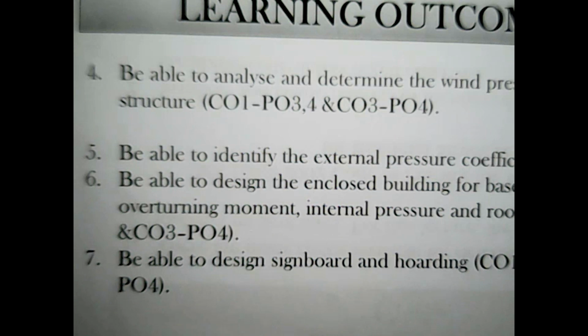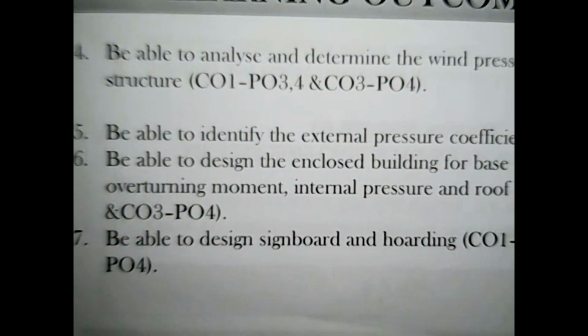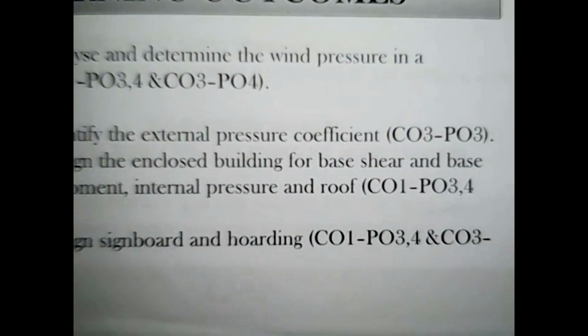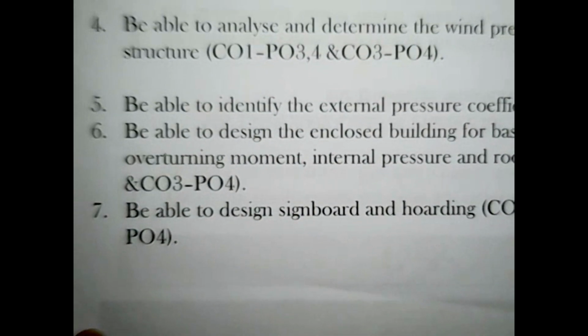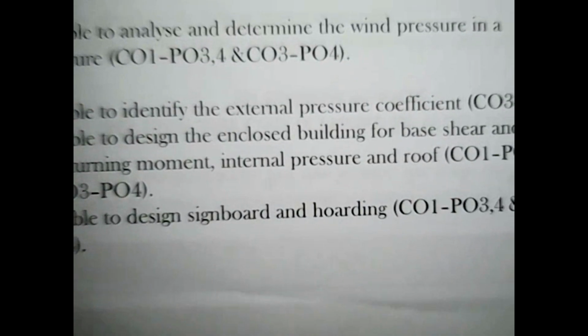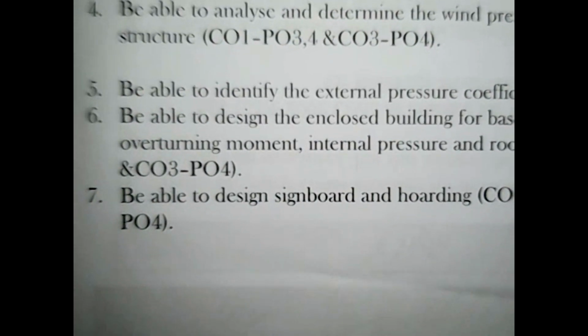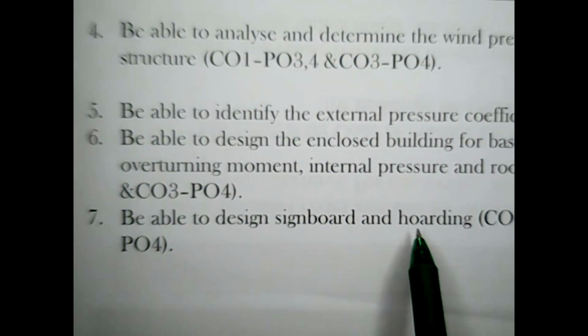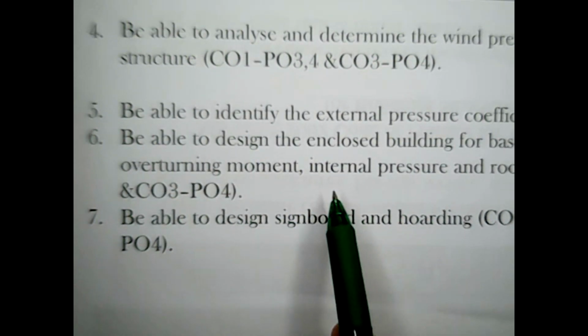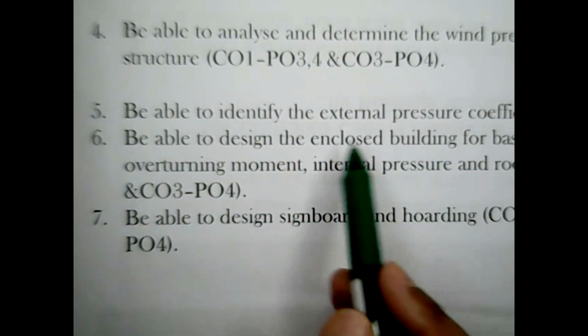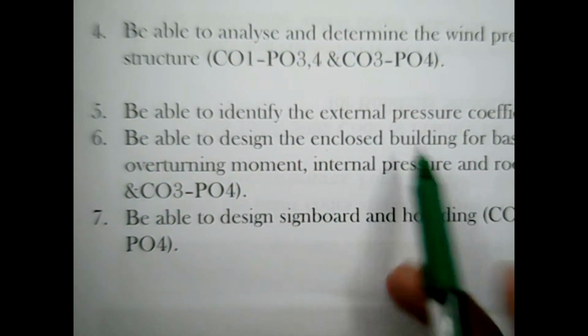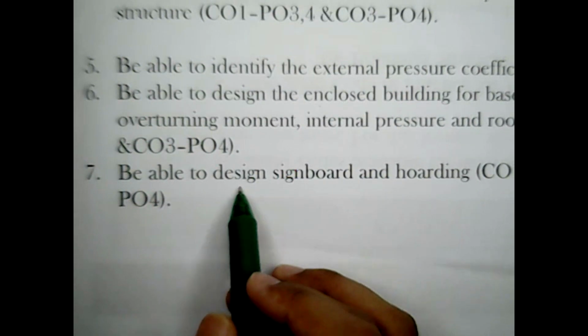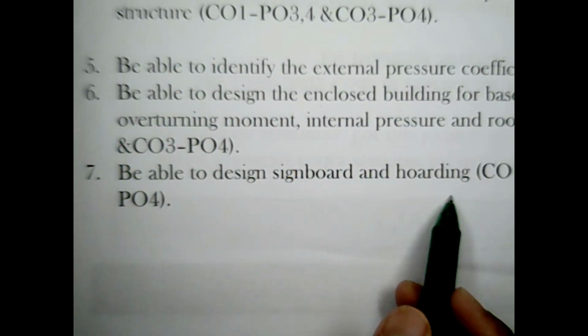Number 5, be able to identify the external pressure coefficients, be able to design the enclosed building for base shear and base overturning moment, internal pressure and roof, and also be able to design the signboard and hoardings. Okay, so there are two things that you need to design. The first is the enclosed building, and second, you should be able to design the signboard and hoardings.